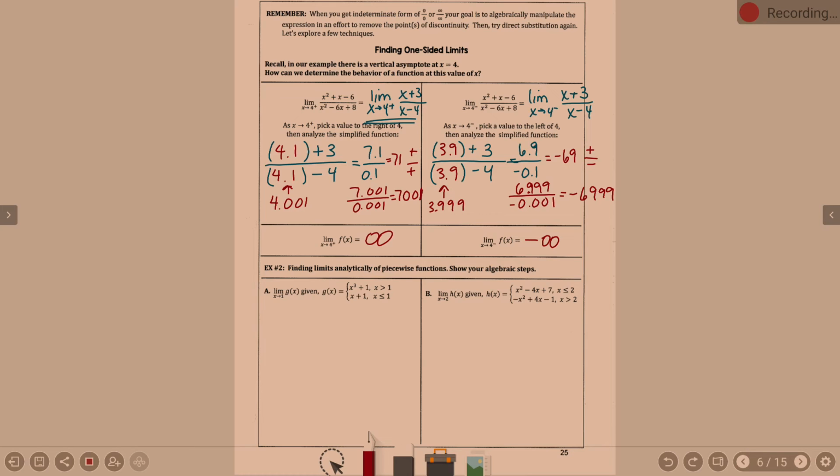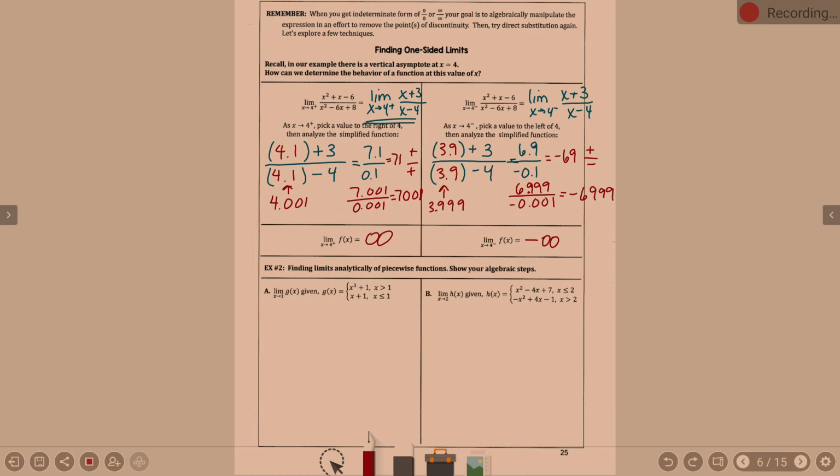Example 2. Finding limits analytically of piecewise functions and showing your algebraic steps. So I think Doug questioned yesterday or the other day what a piecewise function is. A piecewise function is basically a bunch of little graphs all put on one. And if they're all defined as one function, they're defined like what you see here in A and B, where g of x, part of it is x cubed plus 1, another part of it is x plus 1. It's got two separate pieces. They don't necessarily connect. They're on different sections of the graph.